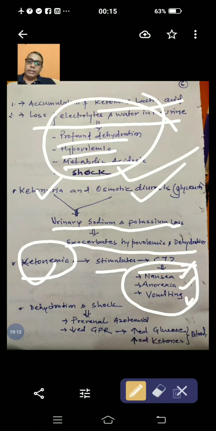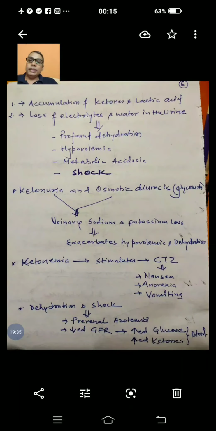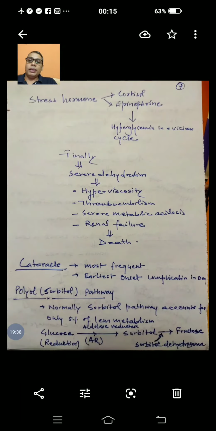And finally dehydration and shock will lead to pre-renal azotemia and decreased GFR, और जब GFR डिक्रीज होगा फर्दर there will be elevation in the glucose level, क्योंकि वहाँ पे ग्लूकोज का फिल्ट्रेशन नहीं होगा, and there will be increase in the ketone level in the blood. तो एक तरह से एक विशियस साइकिल चलने लगती है, और उस सिचुएशन में फर्दर जो है कंडीशन एग्रीवेट करता जाता है.